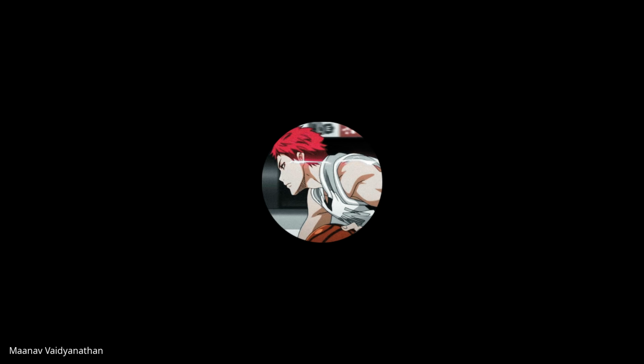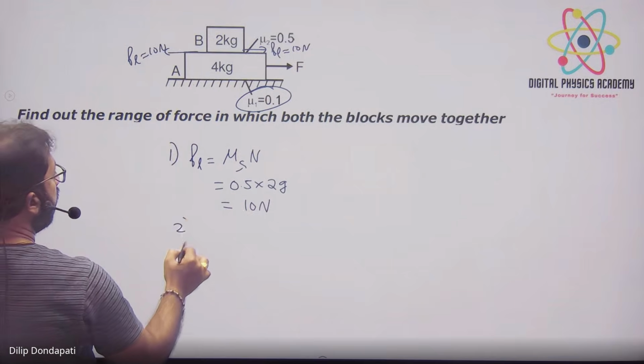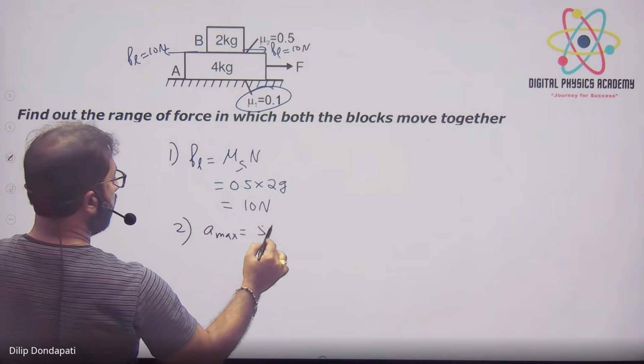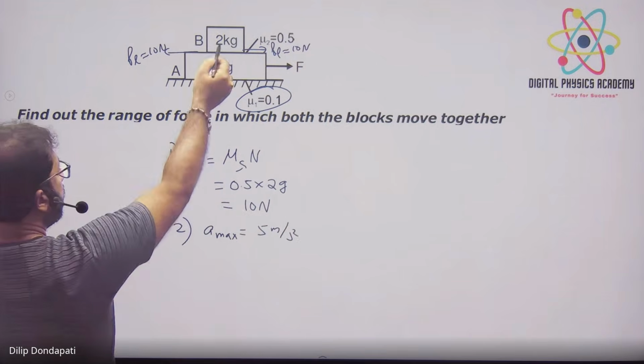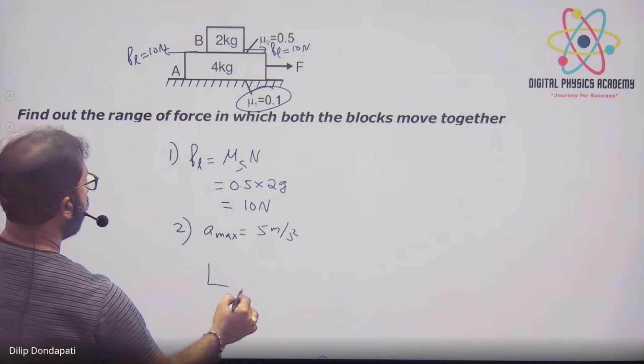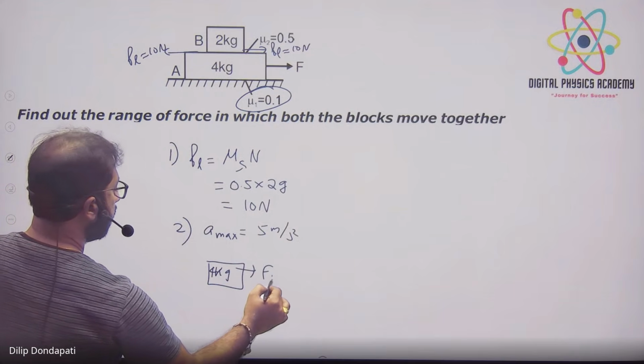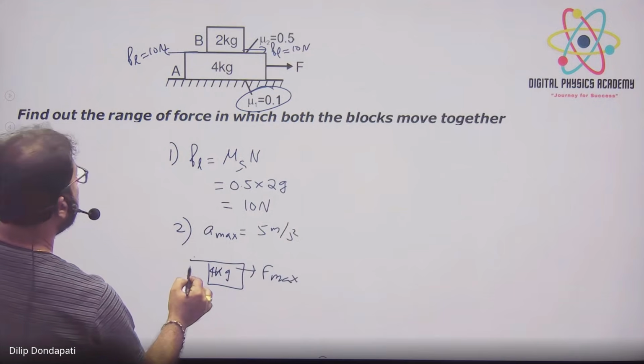Sir, instead of writing the answer, can I tell the steps? नहीं बोलो, आंसर बोलो. नेक्स्ट एक्सेलरेशन फाइंड करो. ए मैक्स इज हाउ मच? So 5. Net force by net mass, 5 meters per second square. Okay, now that the acceleration you can use here 4 kg के ऊपर. So this side is f max and this direction is 10.